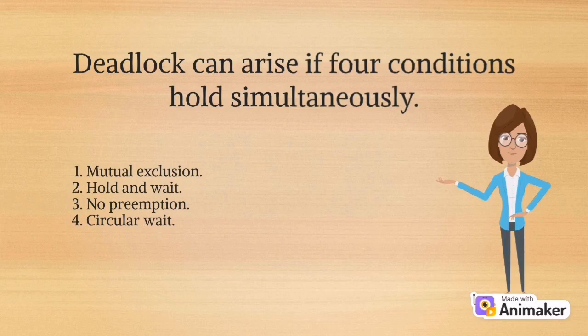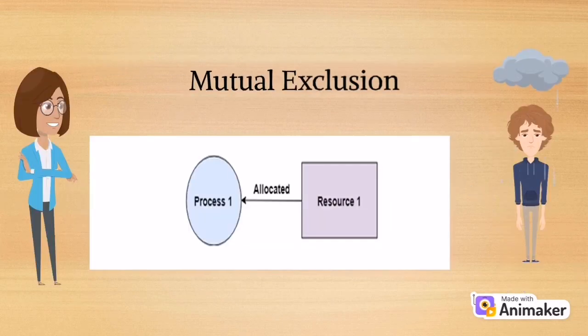Deadlock can arise on the following four conditions. Mutual exclusion. This condition allows only a single process to access the resource at a time. In the diagram, there is a single instance of resource 1 and it is held by process 1. This condition prevents two or more processes from accessing the same resource at a time.